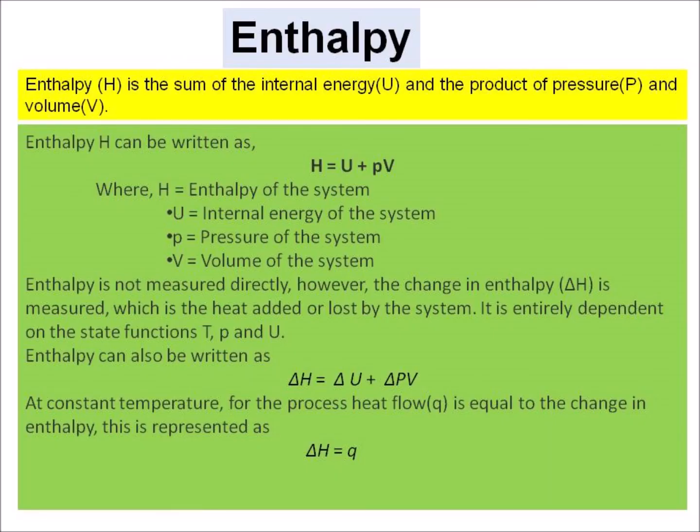As already said, enthalpy is the sum total of internal energy and the product of pressure and volume: H is equal to U plus PV. Enthalpy is not measured directly; however, the change in enthalpy delta H is measured, which is the heat added or lost by the system. It is entirely dependent on the state functions: temperature, pressure and internal energy. That is why the enthalpy change delta H is equal to delta U plus delta PV. At constant pressure, the process heat flow Q is equal to the change in enthalpy, that is, delta H is equal to Q.